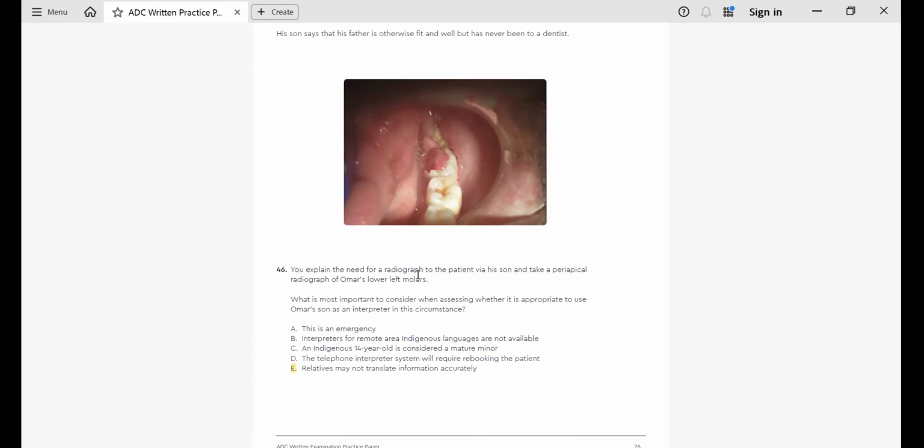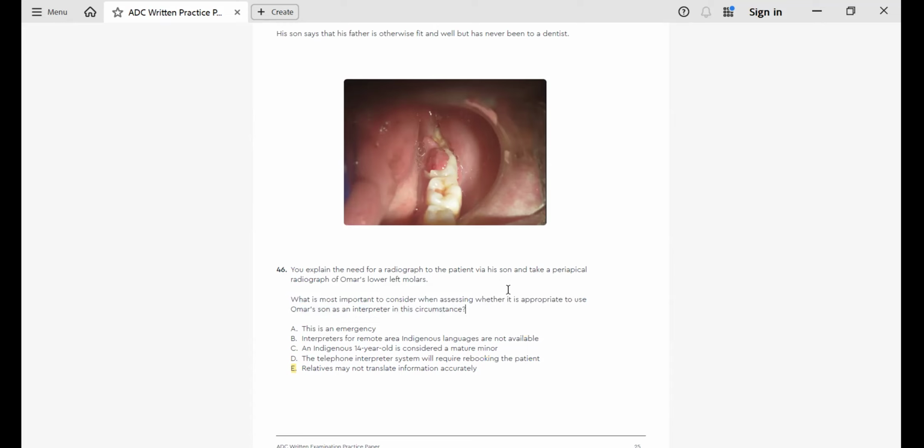You explain the need for a radiograph to the patient through his son, and take a periapical radiograph of Omar's lower left molars. What is the most important thing to consider when assessing whether it is appropriate to use Omar's son as an interpreter in these circumstances? And the answer is relatives may not translate information accurately. Now, the question asks you what is the most important to consider when assessing if this child can be used as an interpreter in this circumstance, right?